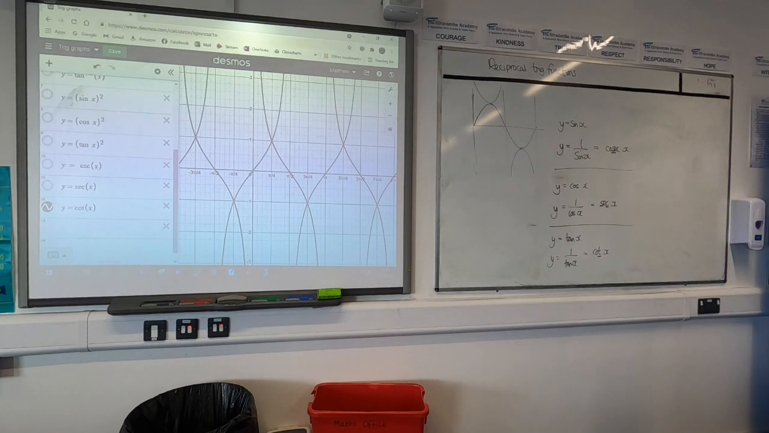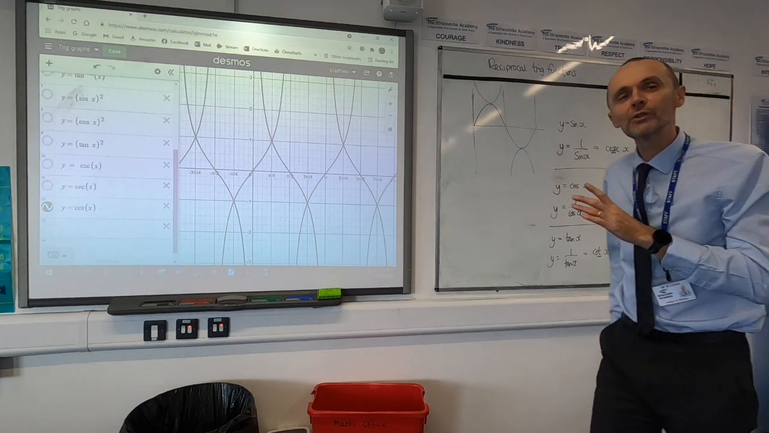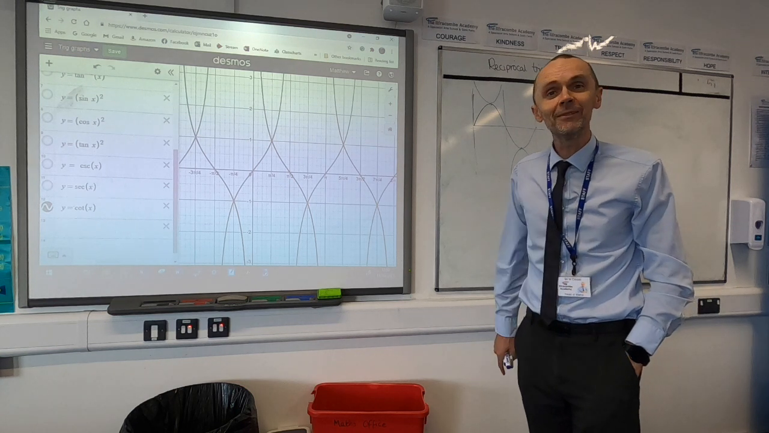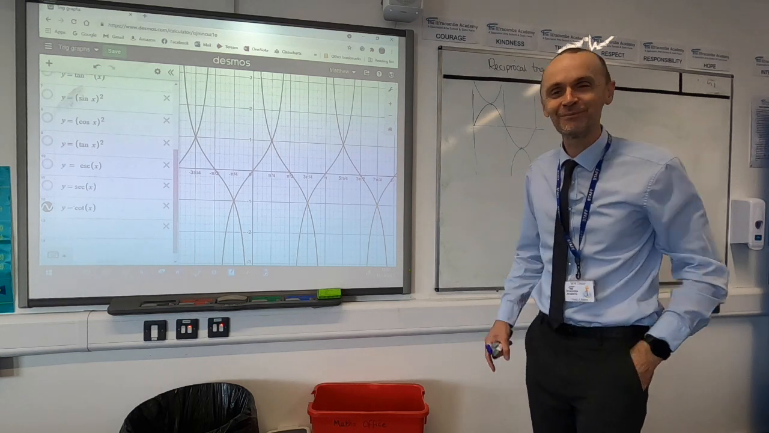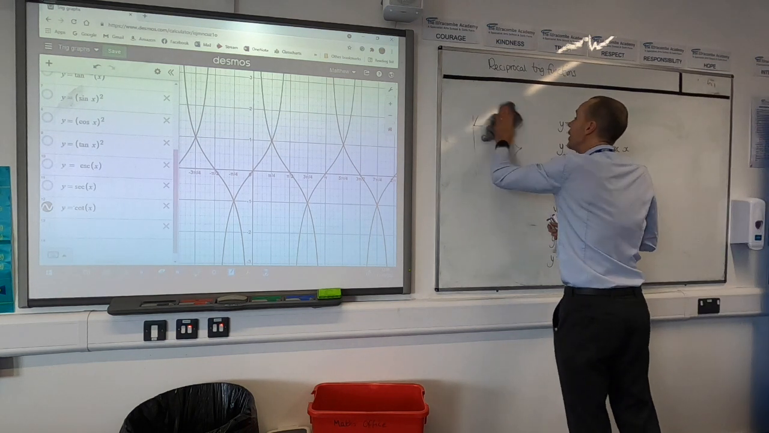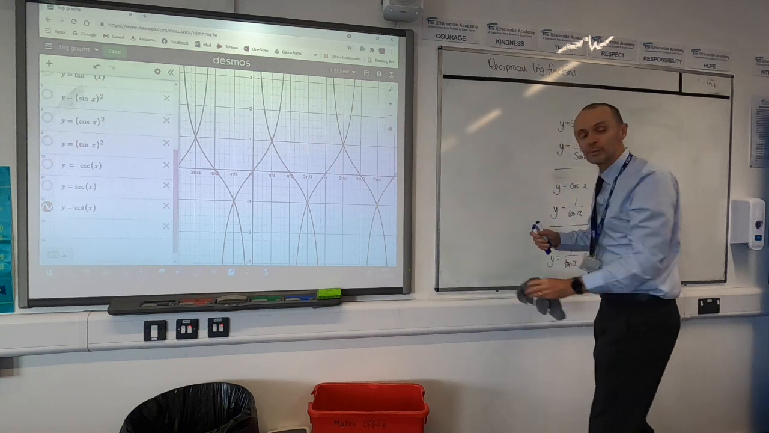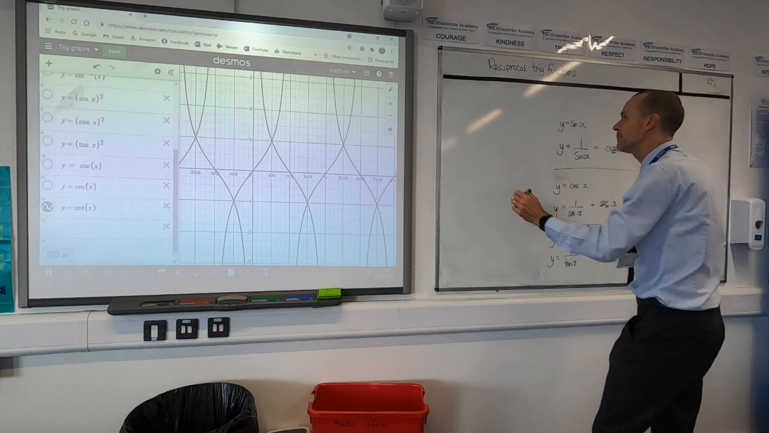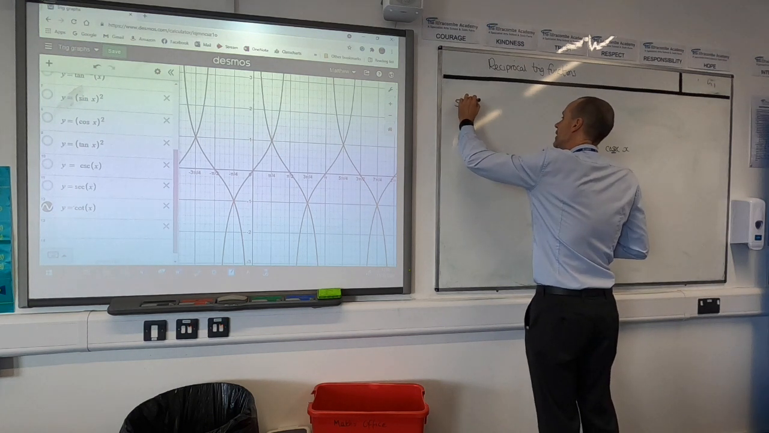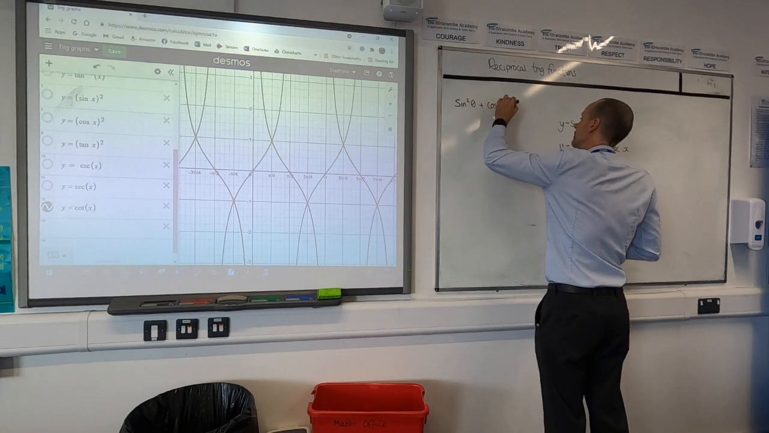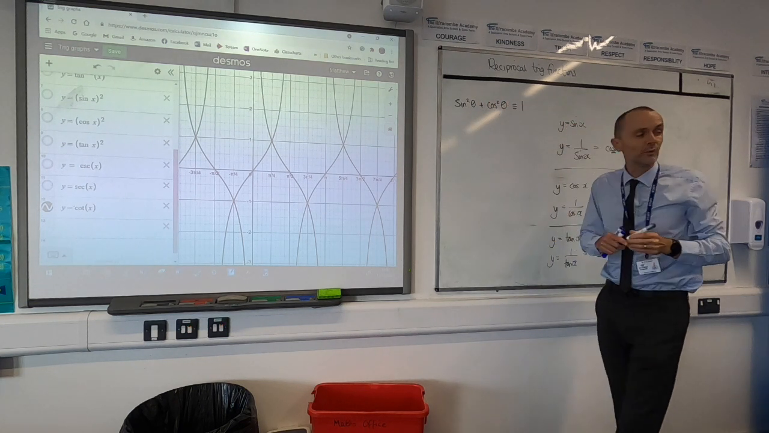So we've met the 3 reciprocal trig functions. Shall we use those reciprocal trig functions to derive a new identity? Well, the answer is yes, we shall. There are 2 identities which are referred to as the reciprocal identities, and they both start in the same way. They both start with our sine squared plus cos squared rule, okay?